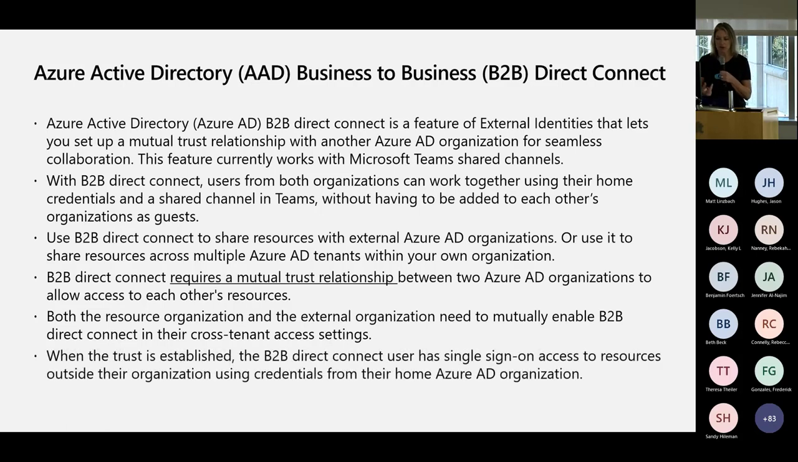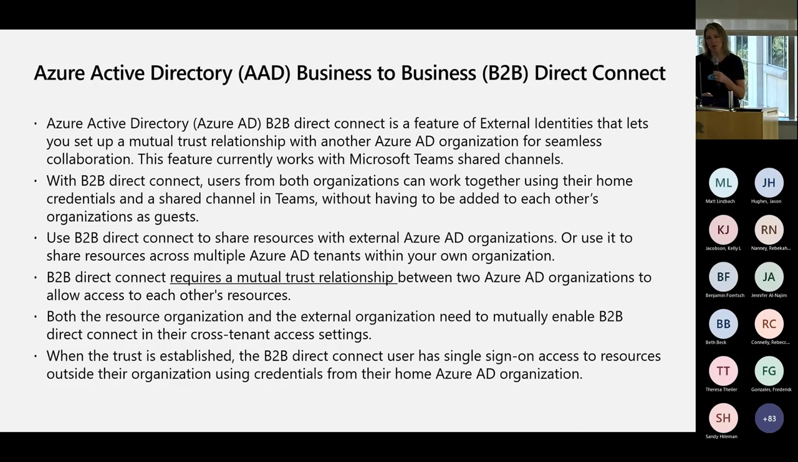And then of course, when that trust is established, the B2B Direct Connect user has single sign-on access to those resources outside of their organization, but really in the Teams client, using their own credentials that they log into in what we call their home tenant or home Azure AD org. So hopefully, although this slide has the most text, I hit the bullets and that helped you understand how mutual trust is established.